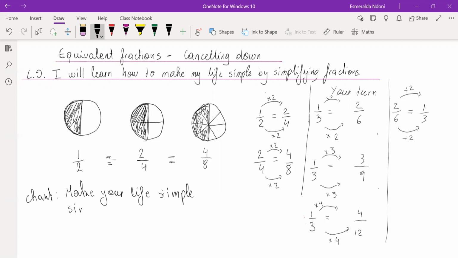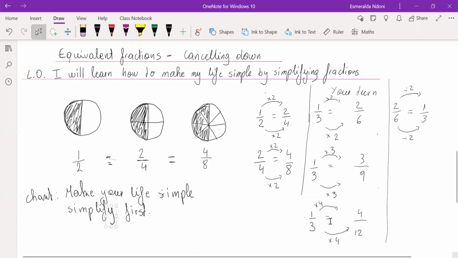Simplify first. This is really, really important when we start working with addition, multiplication, division of fractions. So we need to make sure that we know this really well.